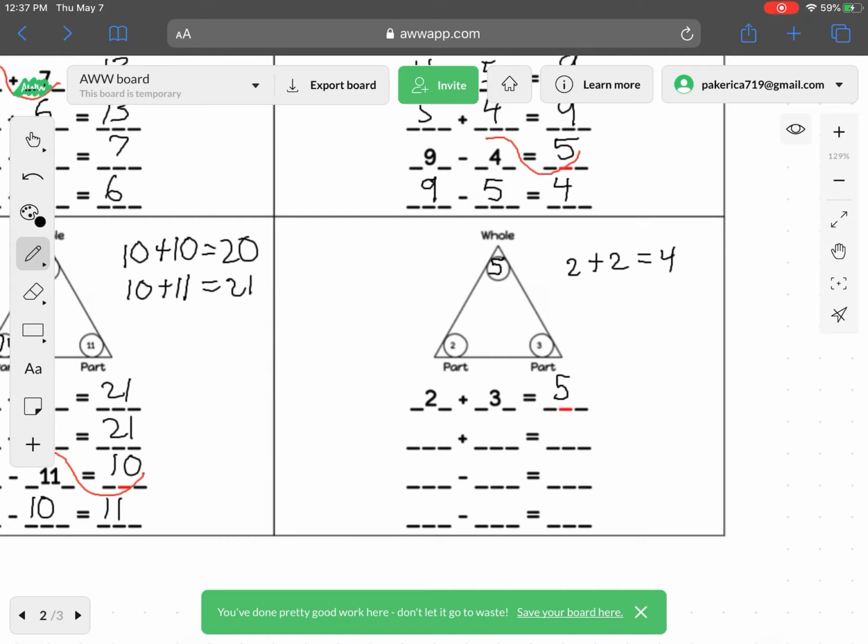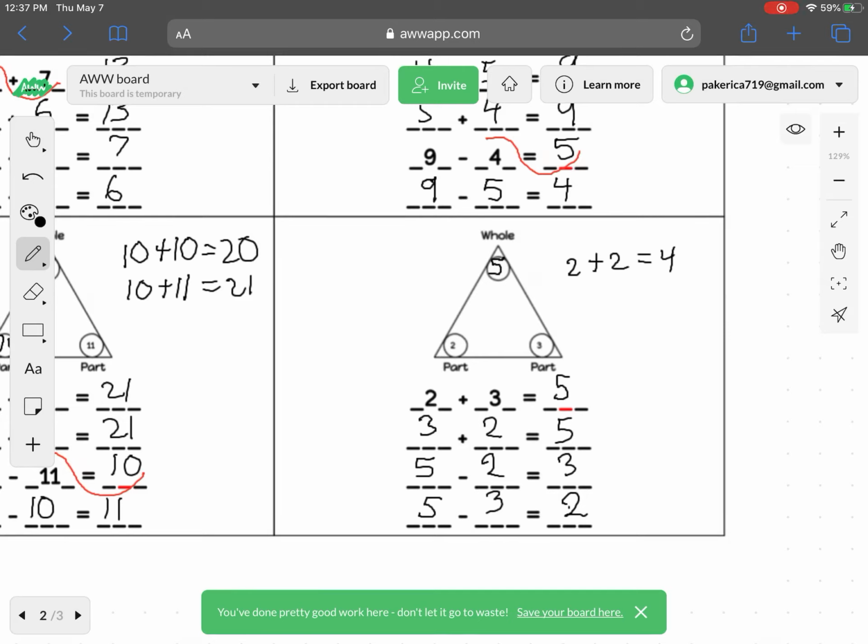Now fill in the missing numbers or missing equations. So remember, when I'm adding, I add my parts, and since I already have 2 plus 3 equals 5, my equation would be 3 plus 2 equals 5. And when I'm subtracting, I always start with my whole. So my whole was 5. I'm going to add that as my whole. And then I'm going to subtract one of my parts. So when I subtract 2 from 5, I get 3. Or when I subtract 3 from 5, so 5 minus 3 equals 2.